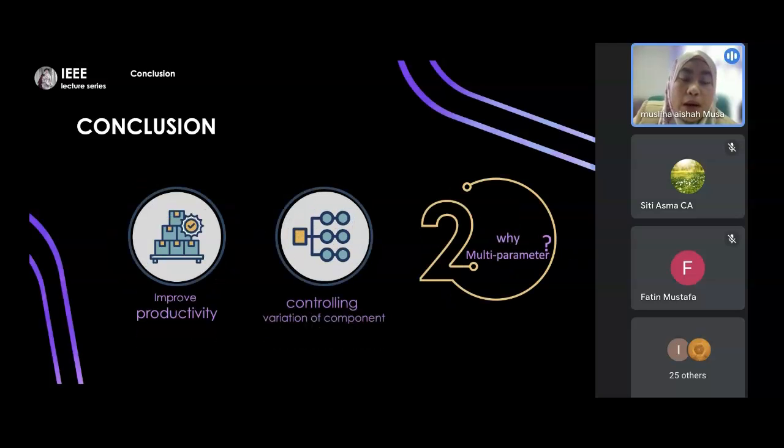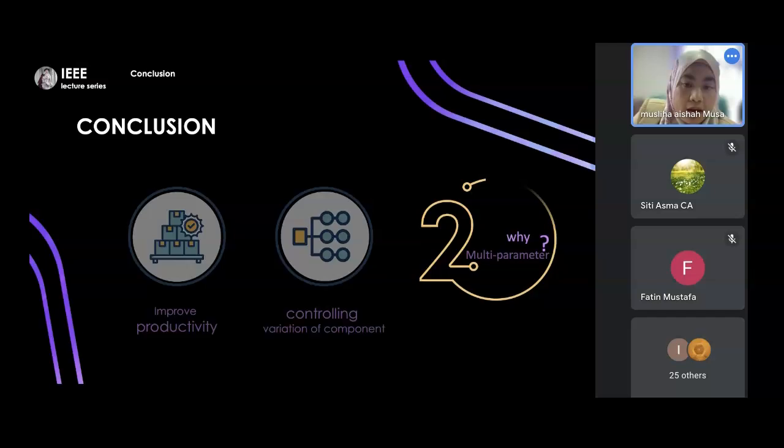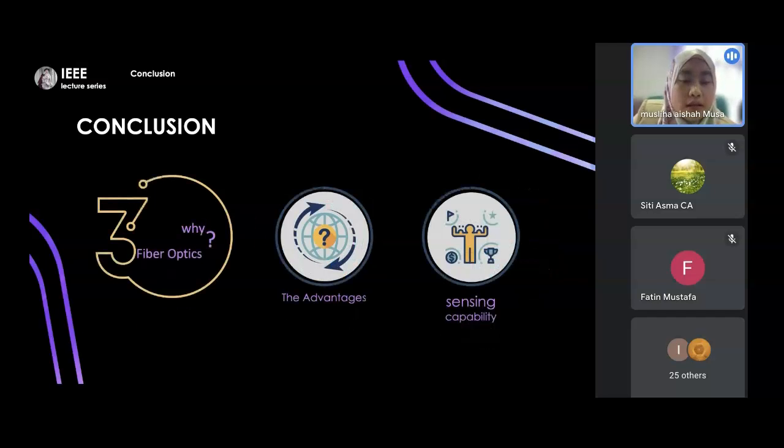And then, why must we do multi-parameter sensing? Because we can improve the productivity and we can control the variation of the component itself. And lastly, why fiber optic? Because of the advantages of fiber optic: it is small in size, immune to electromagnetic interference, flexible, and highly sensitive. With those advantages, the sensing capability is very, very high.